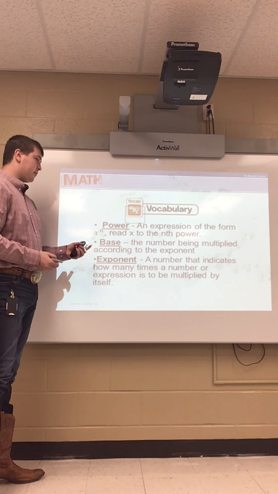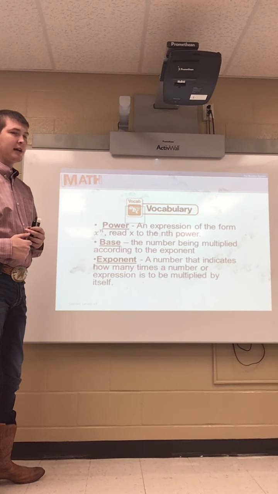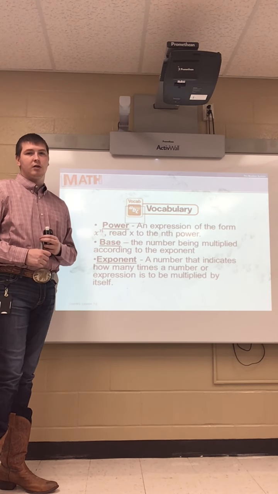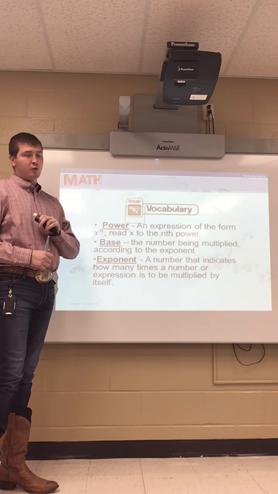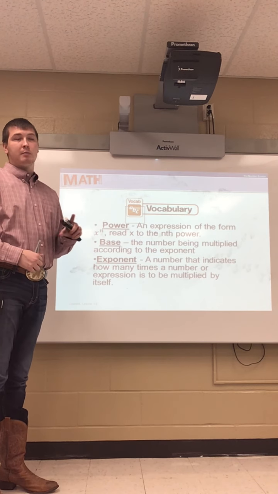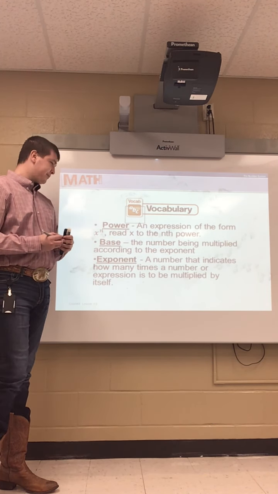Okay? Base is the number being multiplied according to the exponent. So if we go back to our example 3, and the exponent was a little 2, then that big number 3 is our base. It's what will be multiplied twice because of the exponent.